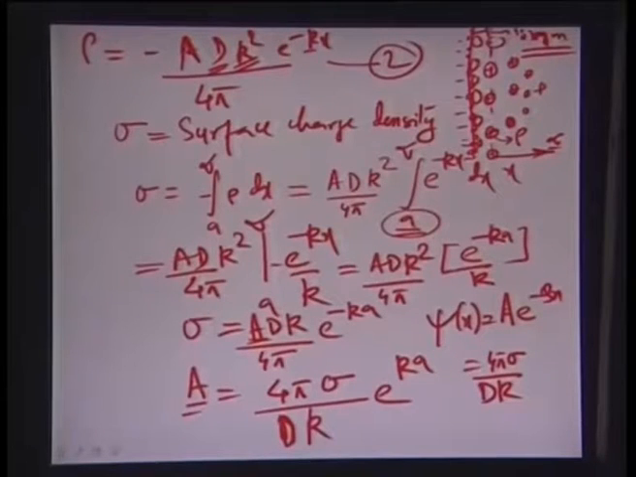D again is the dielectric constant of the medium in which the solution is present. So the solution normally is in an aqueous medium, and so the medium is water, and the dielectric constant would be the dielectric constant of water in CGS units. So 4 pi sigma by D k, e to the power of ka minus x. Okay, that is what the potential function phi of x would be.